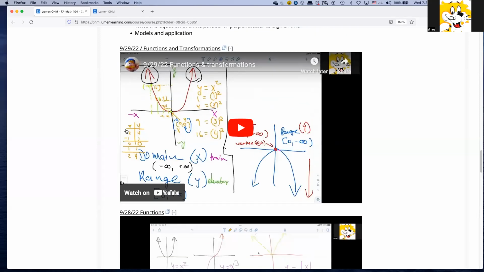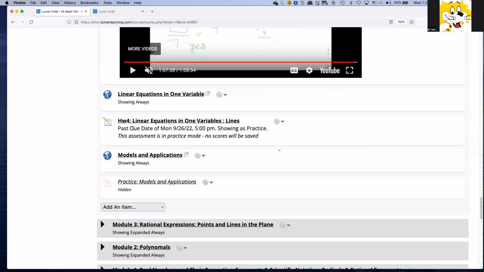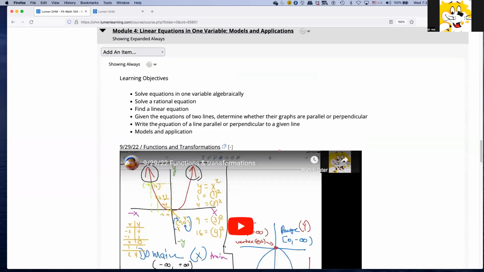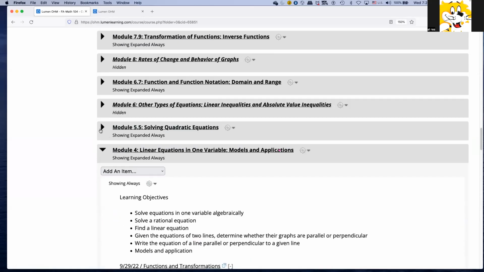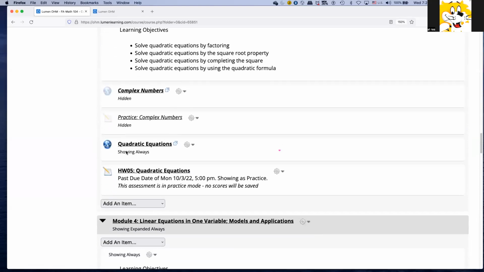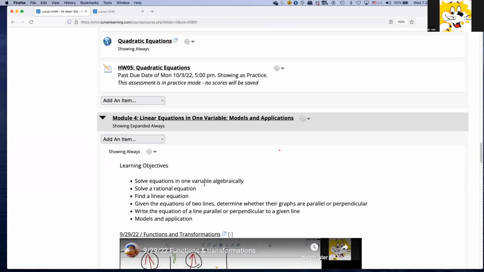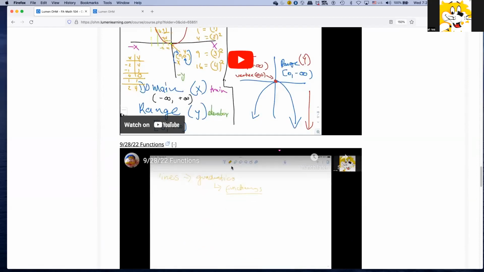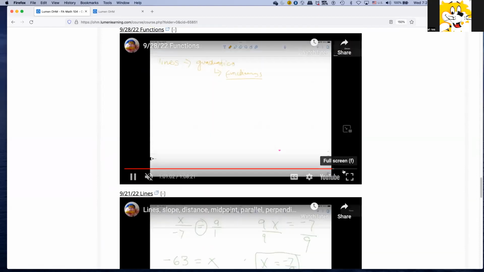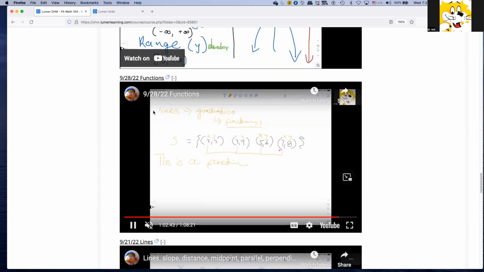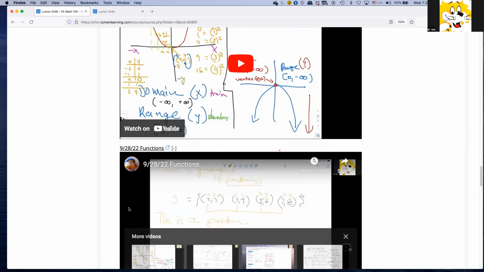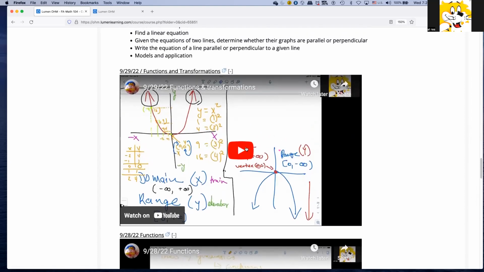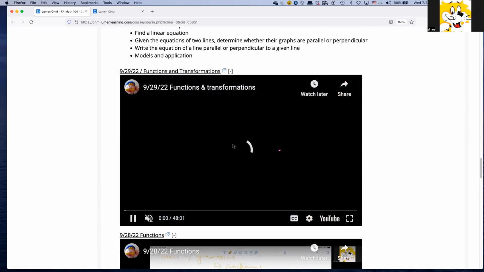If we look at the homework that's for this one, oh, is it the next one? Is it module 5? Oh, this is quadratic equations. So we went over x squared, right? On the function. This is the video for 928. So now we go to the video on 929. This is that Thursday that we were following a Monday schedule.